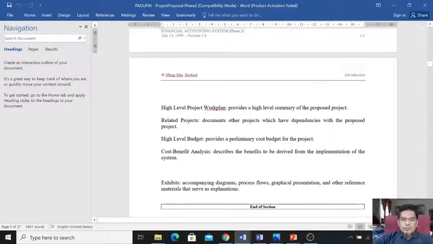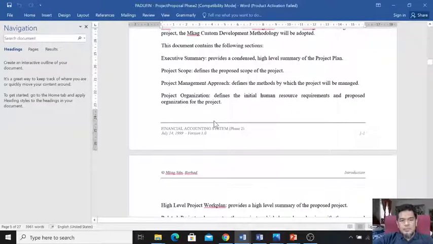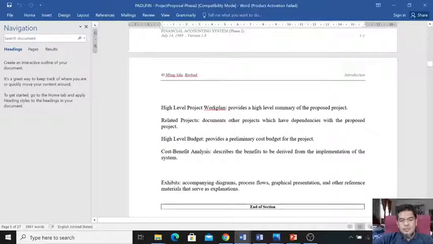This will make it easy for the audience to read your reports. They will spot which part is very important, which chapter is very important for them, and then they will get the information very fast. Let's say the top management are normally very interested in the cost benefit analysis or the high level budget, the budget incurred or needed to be spent by the company.